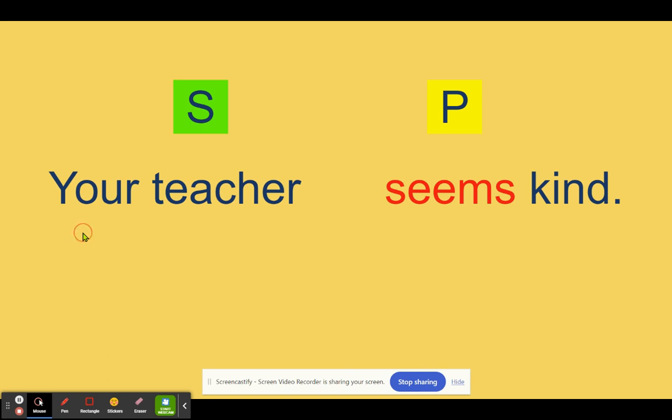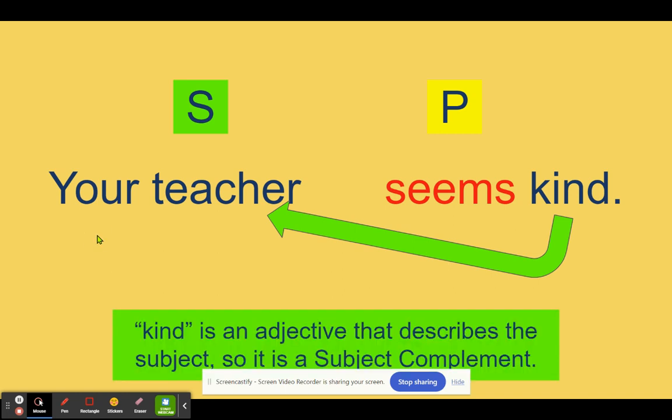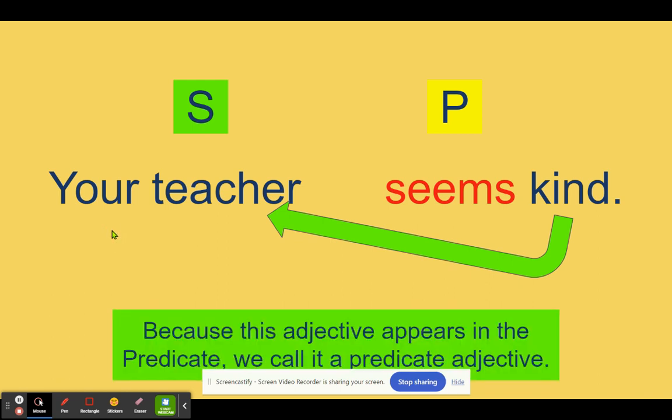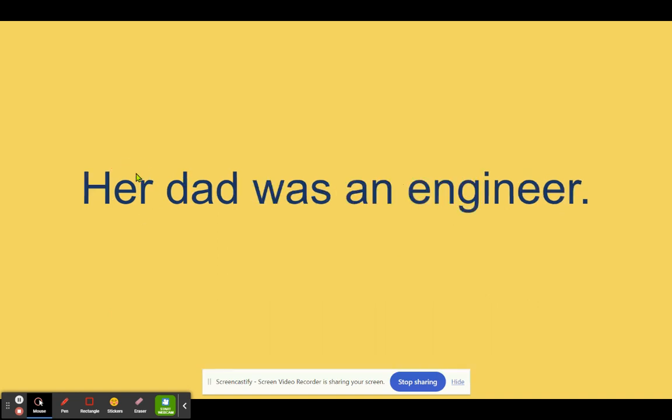Seems, as I mentioned, is a linking verb. Kind is telling us more information about teacher. So, since kind is an adjective, it is called a subject complement because it's telling us about the teacher, but it is also a predicate adjective, just like the last one. Even though it's not a be verb, it's a regular linking verb, it is still a predicate adjective.